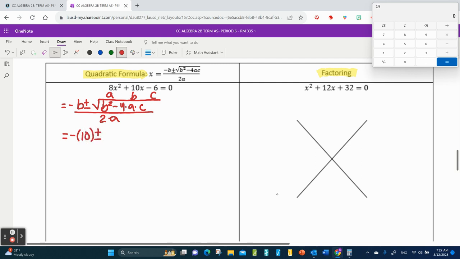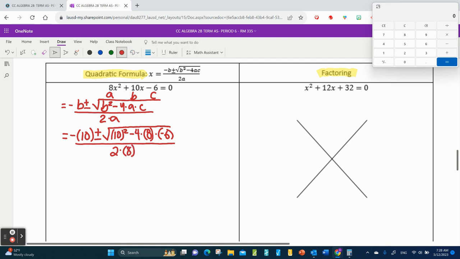Then I go ahead and say plus or minus, and again I have 10 in parentheses squared minus 4 times A, which happens to be 8, so that's 8 times, and C is negative 6. I'll go ahead and extend this all over 2 times 8.